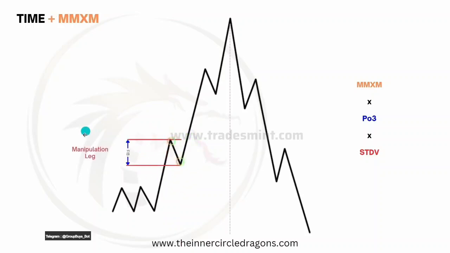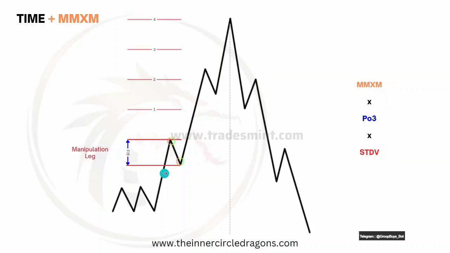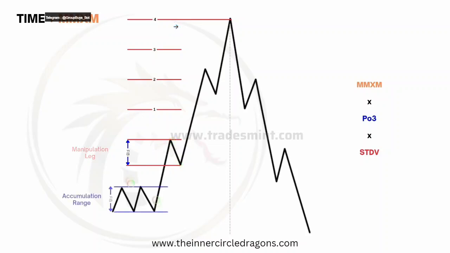Now, if we take a fib of that manipulation leg and we anchor it from the high to the low, and we project deviations of that range upwards, we can get an indication of how high the buy program can reach for. In this case, we get 4 standard deviations.